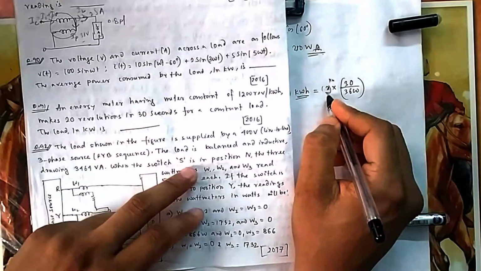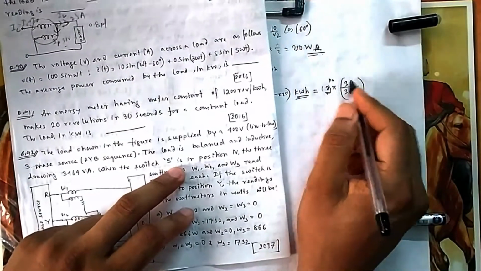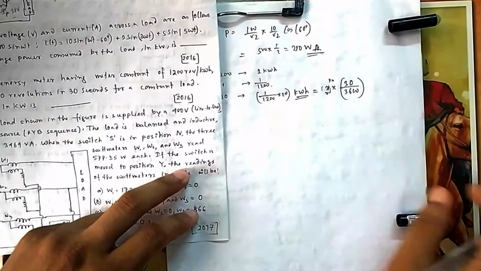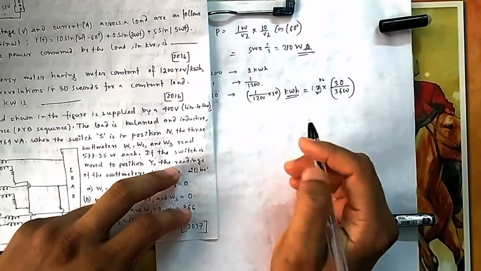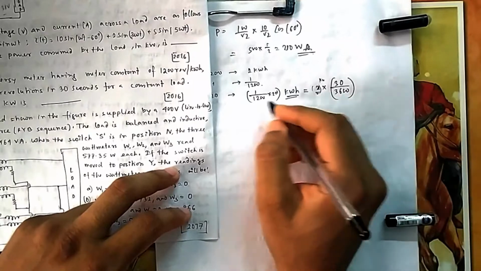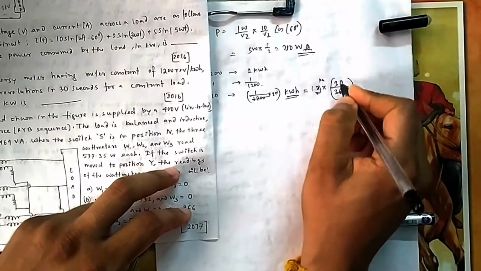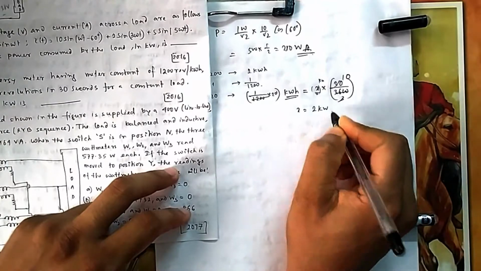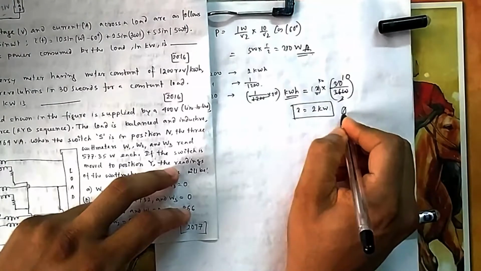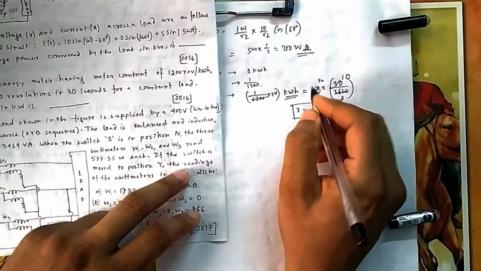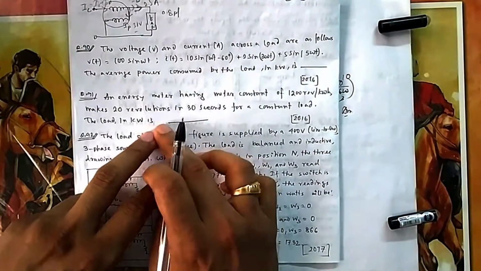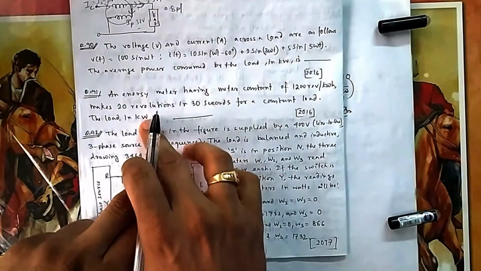So x kilowatt into 30 seconds means this much kilowatt hour, so that should be equal to this kilowatt hour, because the meter revolves for this much kilowatt hour. So if you solve this, it will be 1200, then 3, 10, so your x will be equal to 2 kilowatt. So that is your answer, because I have taken x as kilowatt. If they ask you in watt, then it will be 2000, in kilowatt it will be 2. Be very careful about this unit, sometimes they twist it.